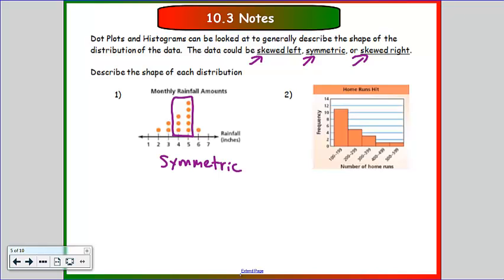If we look at question 2 on the number of home runs hit, we should be able to clearly tell that this is not symmetric. The cluster appears over here. Okay, so that's called skewed. That means the data is not in the middle, it's skewed to one side or the other.